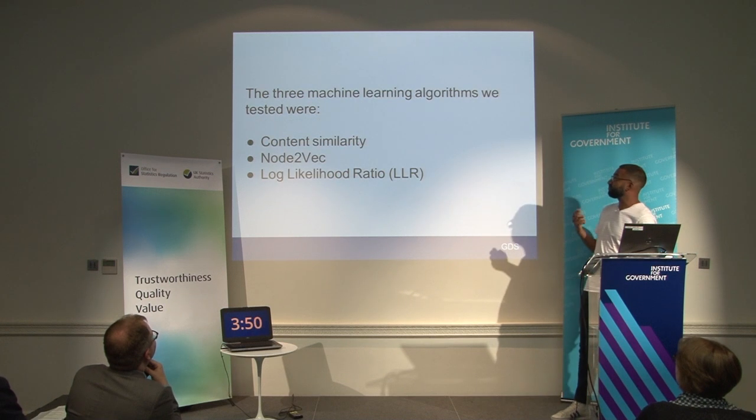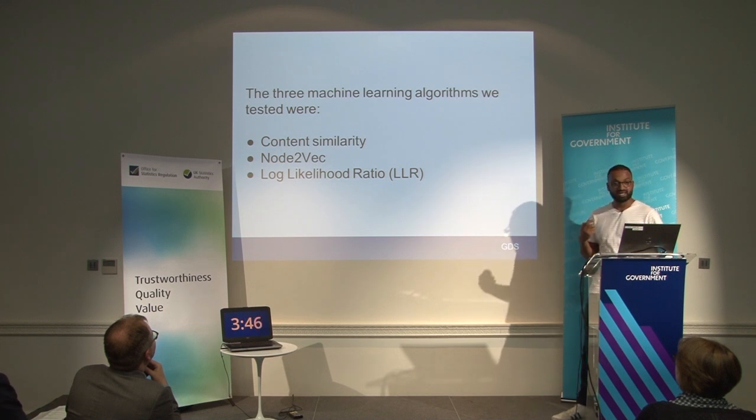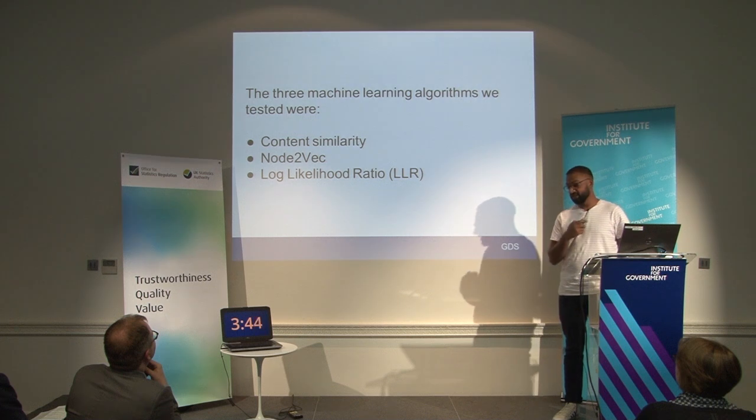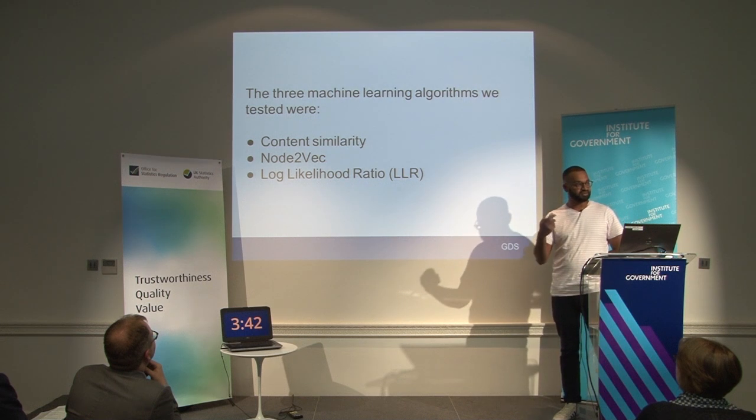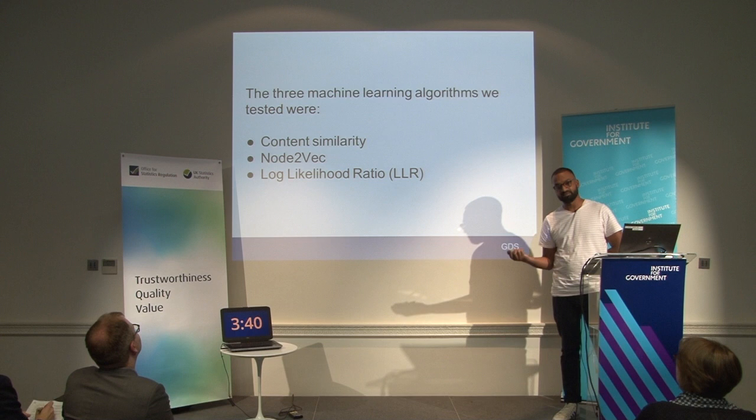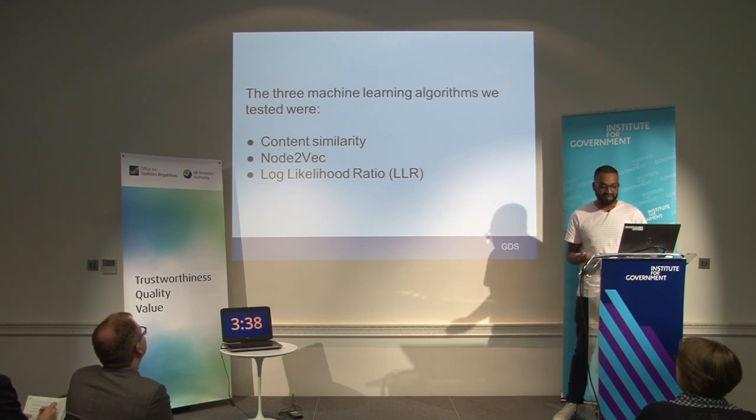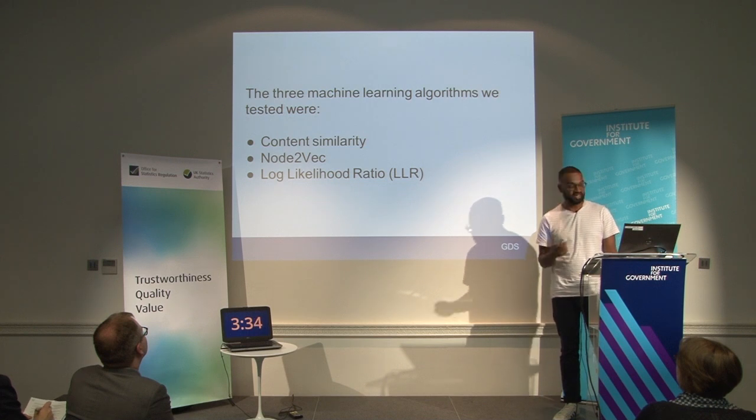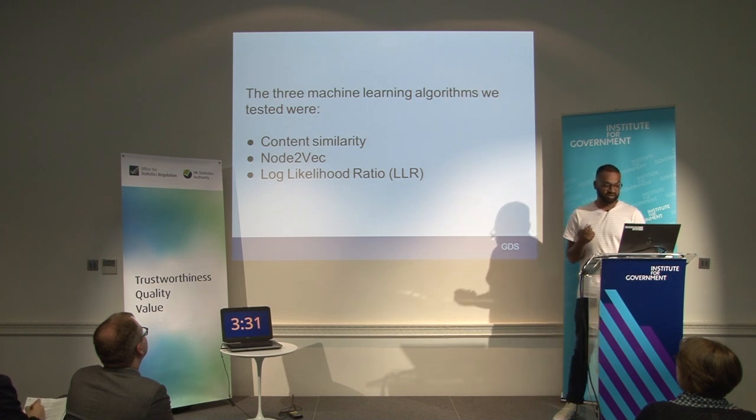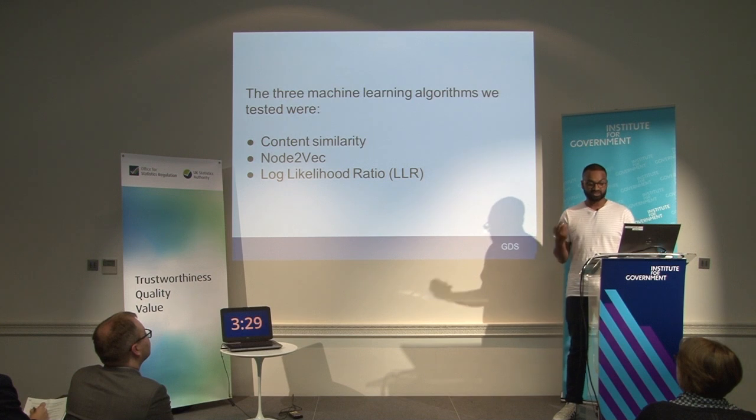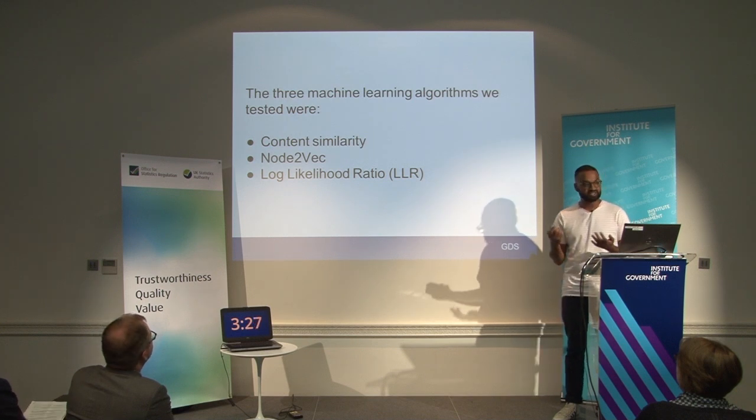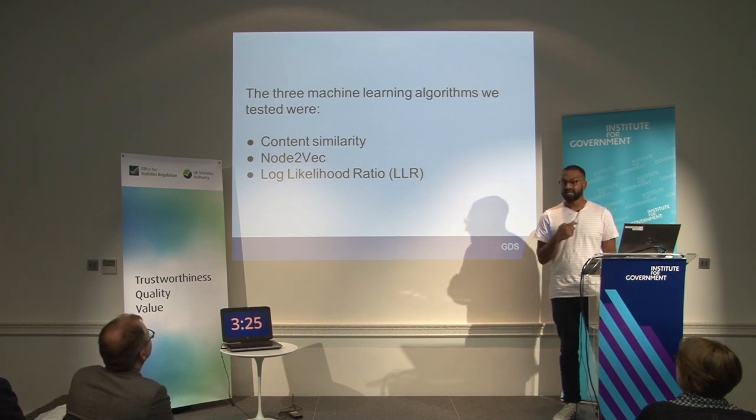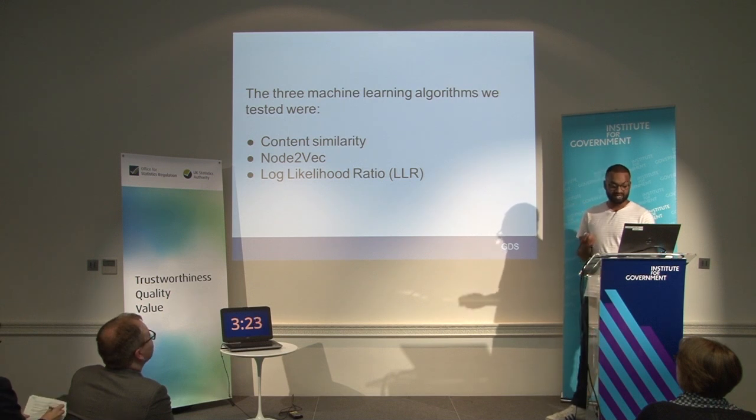For those interested, we tested 3 algorithms. The first is known as content similarity. Essentially what this did is scan text and compare the aboutness of a text with another text. Node2vec uses a graph model and BigQuery analytics data, and log likelihood ratio just computes how often 2 pages co-occur in the same journey, and it largely uses Google Analytics.